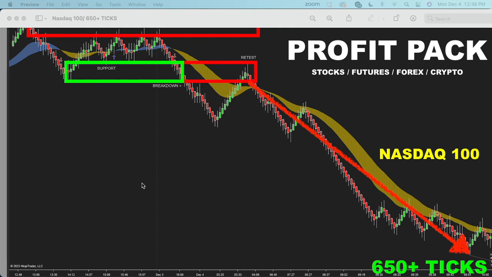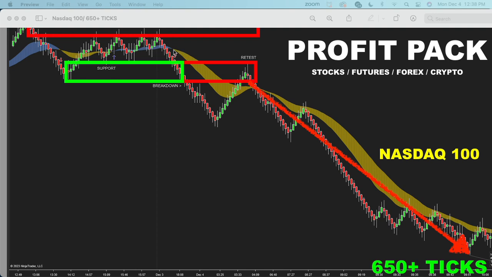Let's talk about the profit pack. Let's talk about this NASDAQ setup. Let's talk about how simplistic analysis absolutely qualified the profit pack setup that yielded over 650 ticks to the downside, guys. I mean, we're talking about over $3,000.